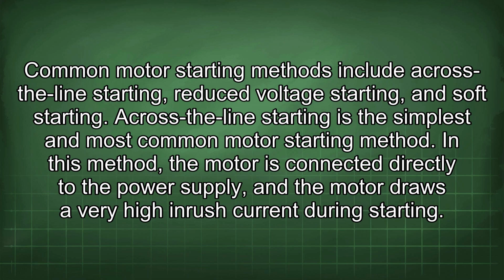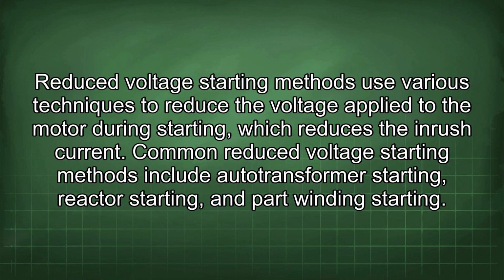Across-the-line starting is the simplest and most common motor starting method. In this method, the motor is connected directly to the power supply, and the motor draws a very high inrush current during starting. Reduced voltage starting methods use various techniques to reduce the voltage applied to the motor during starting, which reduces the inrush current. Common reduced voltage starting methods include autotransformer starting, reactor starting, and part winding starting.